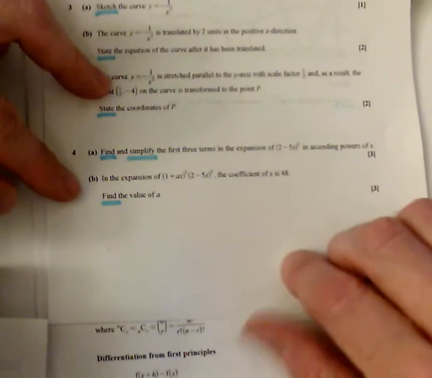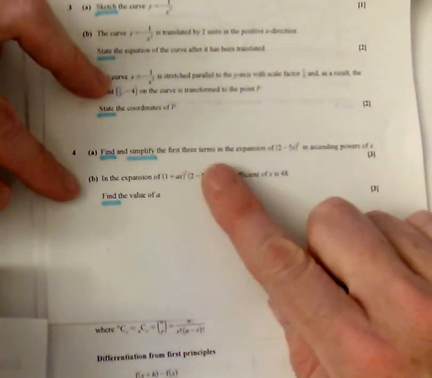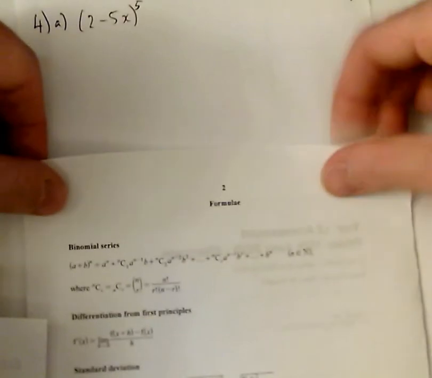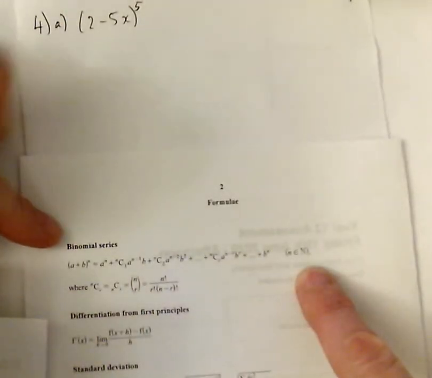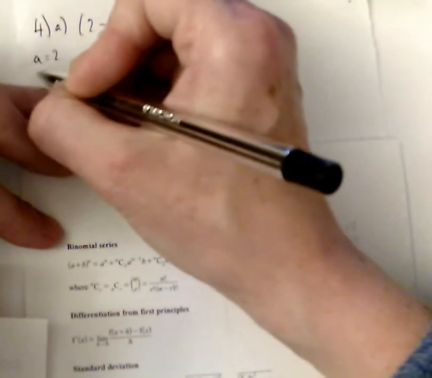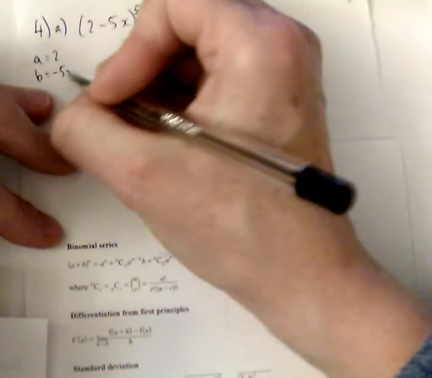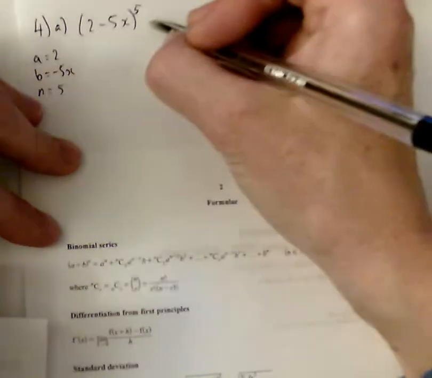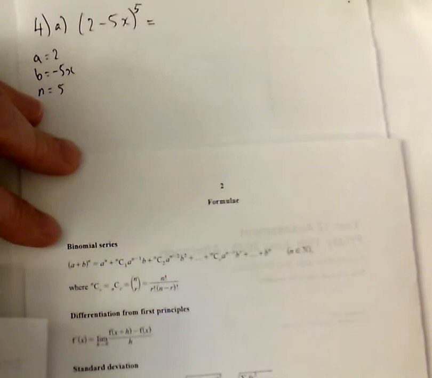We're looking at the June paper you just did, question 4, which is a binomial expansion. Now very handily you get given the formula for binomial series just here. So in this we have an (a + b) to the power of n. So for our question, our a is going to equal 2, our b is negative 5x, and our n is equal to 5. So we just start writing, we want the first 3 terms in ascending powers of x.